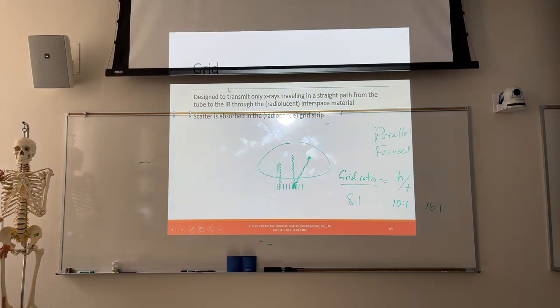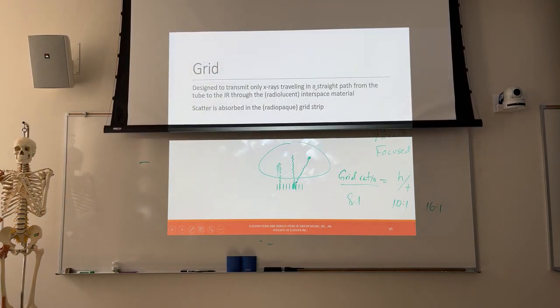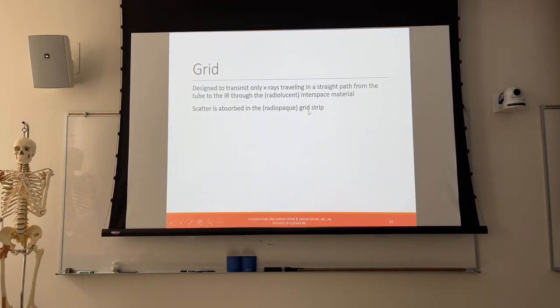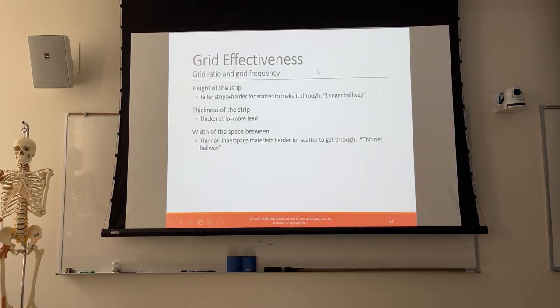All right, so a grid is designed to transmit only X-rays traveling a straight path from the tube to the image receptor. Scatter is absorbed in the radiopaque strip. The radiopaque strip specifically is lead. The radiolucent portion can be made of almost anything. So grid effectiveness. We've got 2 different measures of grid effectiveness, grid ratio being the most significant. So grid ratio is the height of the lead strip. So the taller the strips, the harder it is for even shallow angle scatter radiation to make it through it. And I like to use this analogy.